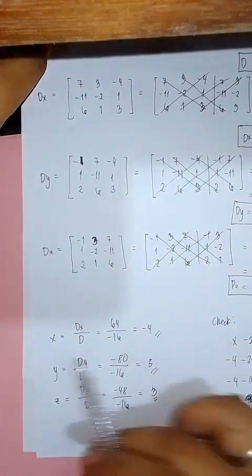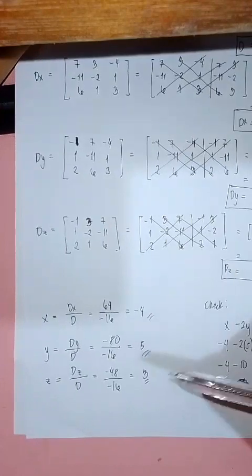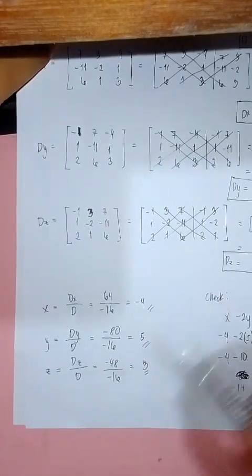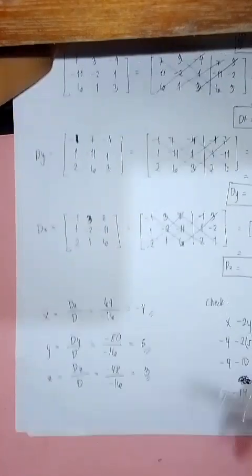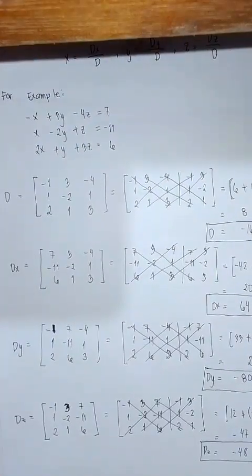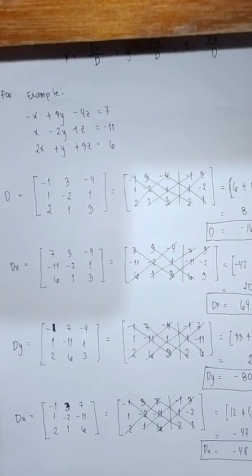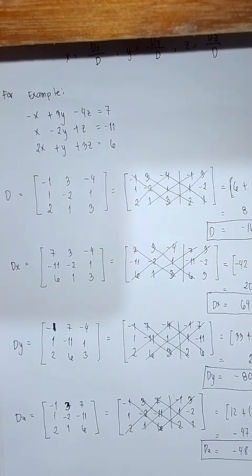So the value of our x is negative 4. The value of our y is 5. The value of z is 3. So that is how we use Cramer's rule in solving a system of linear equations with 3 equations.